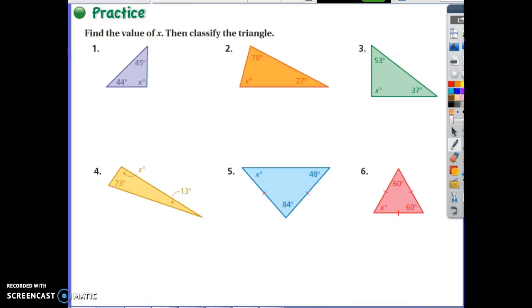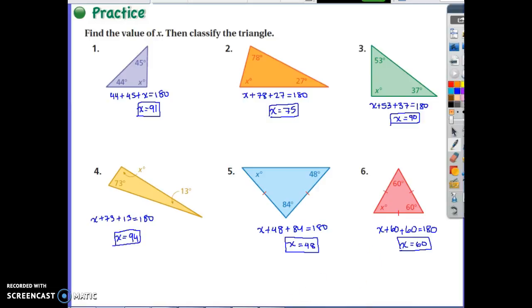Slide number 2, I'd like for you to go ahead and practice these 6 on your own with your table. So you can go ahead and pause the video and work on these for a few minutes with your group. For number 1, I got x is 91. Number 2, x is 75. Number 3, x is 90. Number 4, x is 94.